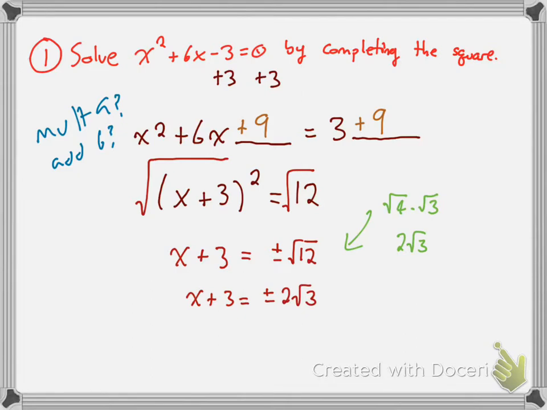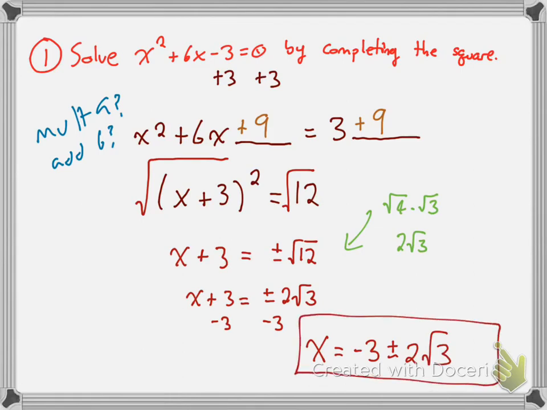And last but not least, I'm going to subtract 3 on both sides. So my final answer here is going to be x equals negative 3 plus or minus 2 square root of 3. And I'm done.